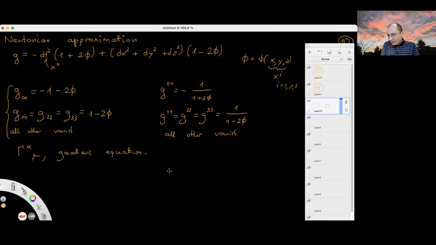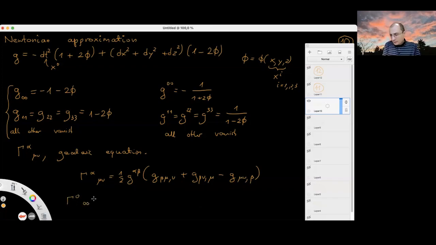Okay, so let's do a direct calculation. It's 1/2 g^(alpha beta) times (g_(beta mu,nu) plus g_(beta nu,mu) minus g_(mu nu,beta)). We begin with gamma^0_00. That's 1/2 g^00. Then we'll have the sum of three identical terms, g_00,0 plus g_00,0 with a minus g_00,0, so we are left with g_00,0. But differentiation with respect to zero is differentiation with respect to time, and here we assume that these phi coefficients are all constant in time. They depend only on the position, so this is zero.